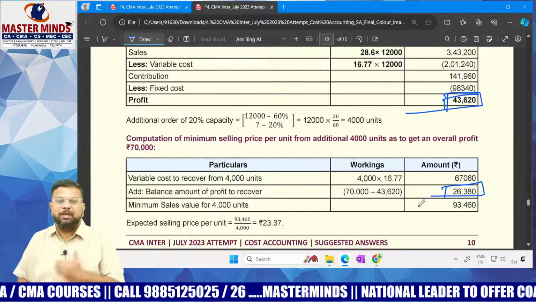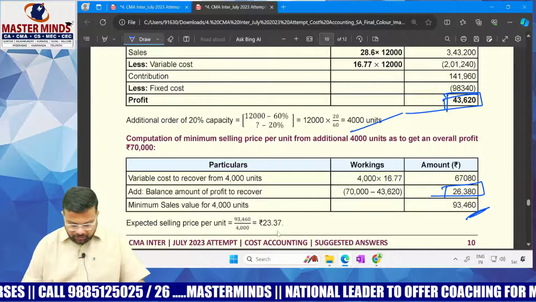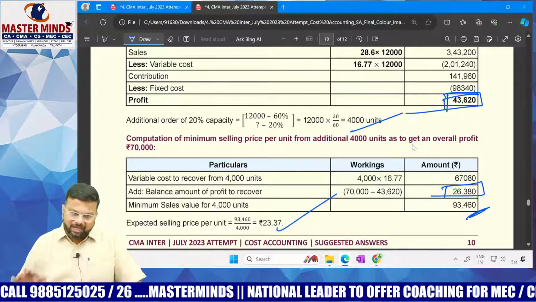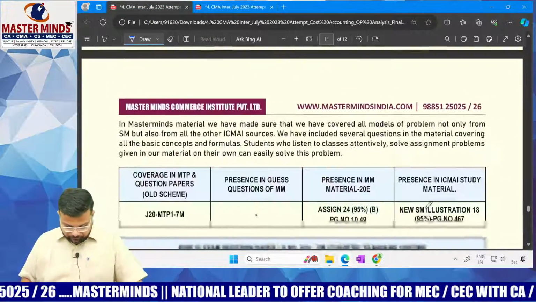To that, we will add the remaining profit that we wanted to earn. Then you will get the total sales value. Divided by the number of units, 4,000 units, you will get the selling price that is to be charged for that particular order. So that is 7B.